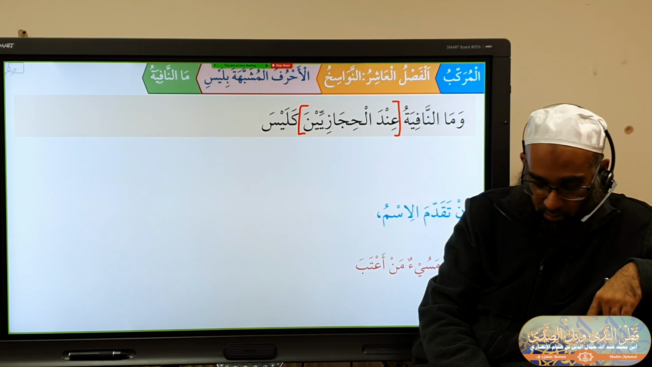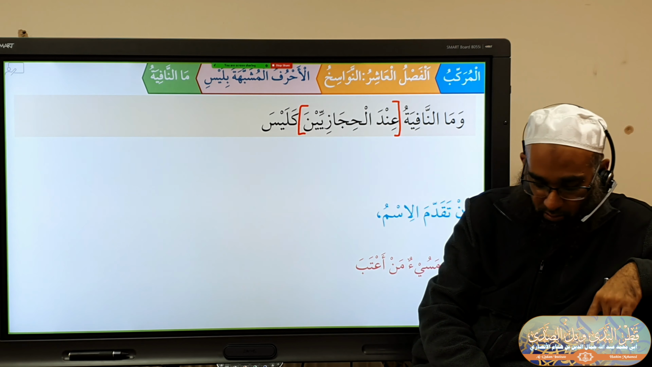However, there are a few conditions for this. Laysa always makes its ism marfu' and its khabar mansub. You following? However, there are certain conditions for ma to do amal. Without these conditions, ma will not do amal. Understood? Condition number one is what? That the ism must come first.